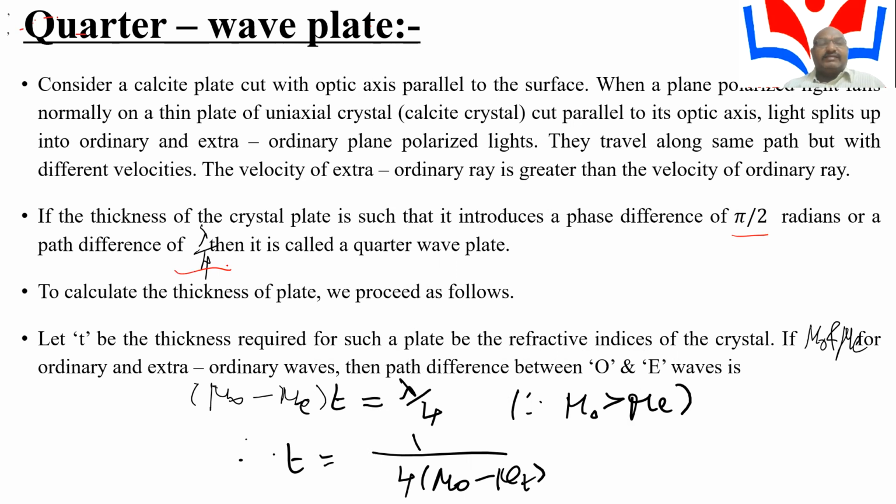Let T be the thickness required for such a plate. If mu naught and mu e are the ordinary and extraordinary refractive indices for the waves, then the path difference is (mu naught minus mu e) times T, equal to lambda by 4. If mu naught is greater than mu e, T is equal to lambda by 4 times (mu naught minus mu e). That is called the quarter wave plate.